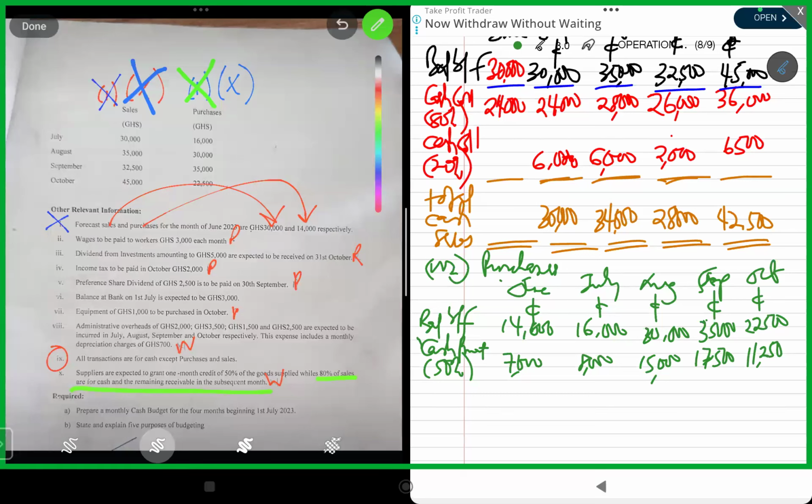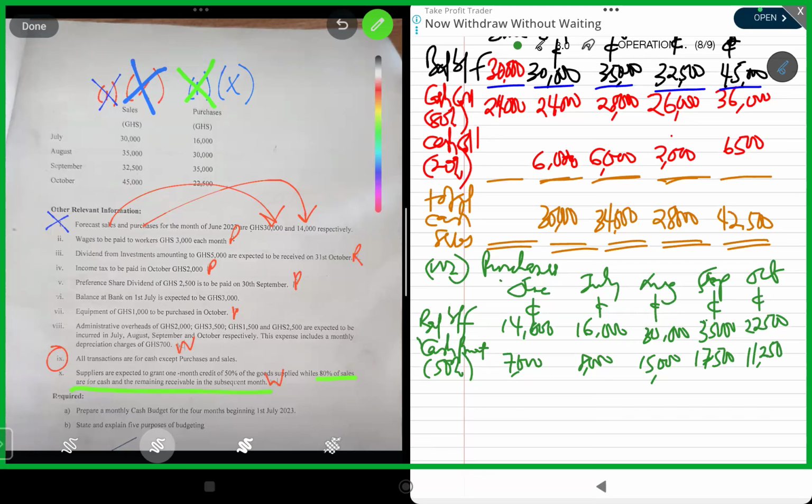So in June, they bought items worth 14,000. This 14,000 is a mixture of cash sales and credit sales. Credit sales you pay some other time. Cash sales you pay on the spot. The supplier told the business, we are giving you 1 month credit of 50%. So if you bought 14,000 goods, the company says don't pay for 1 month. That 1 month is 50% credit.